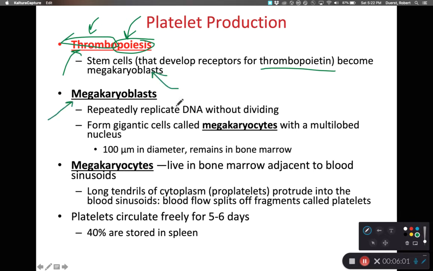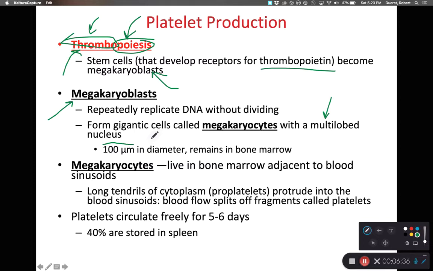The megakaryoblast is then going to just replicate its DNA over and over and over again. So it has an enormous nucleus. And those gigantic cells are called megakaryocytes, in part because they're so large. And they have enormous multi-lobe nuclei that are about 100 microns in diameter. So if you had really good eyesight, you might be able to see a megakaryocyte nucleus with your naked eye.